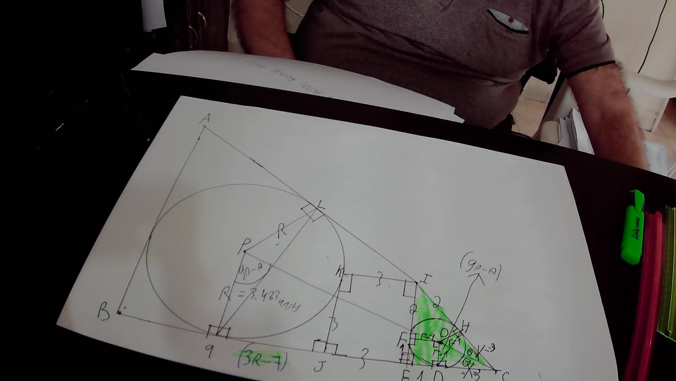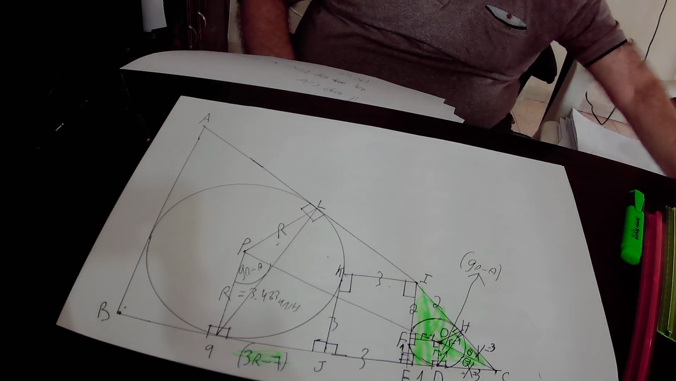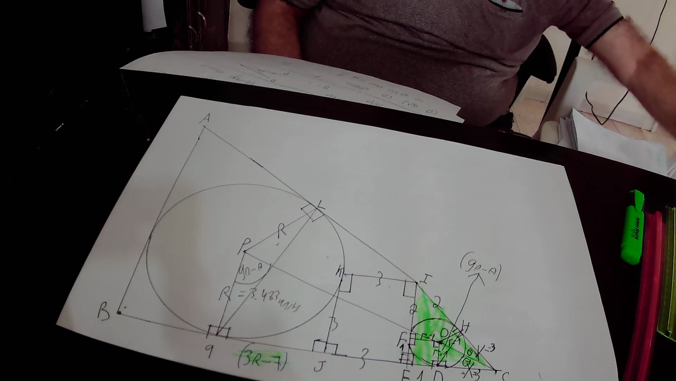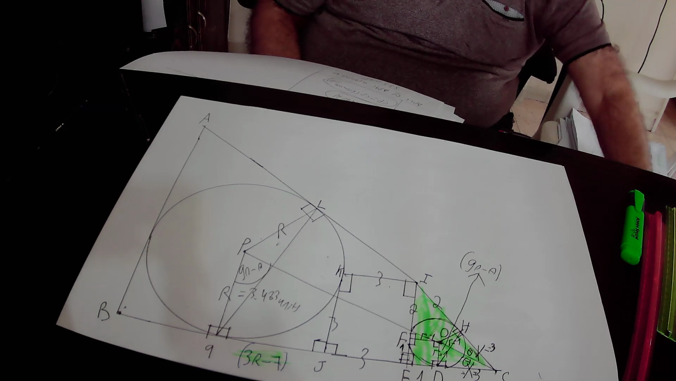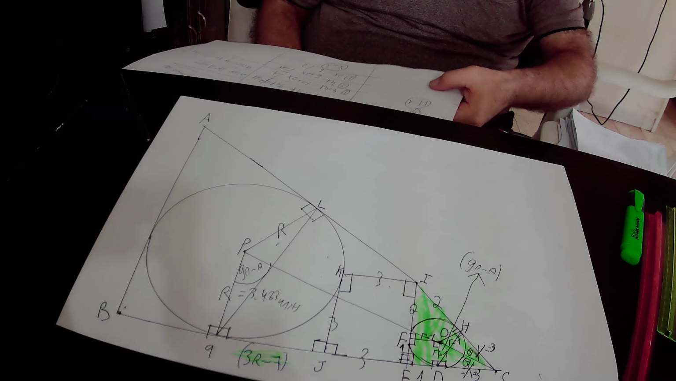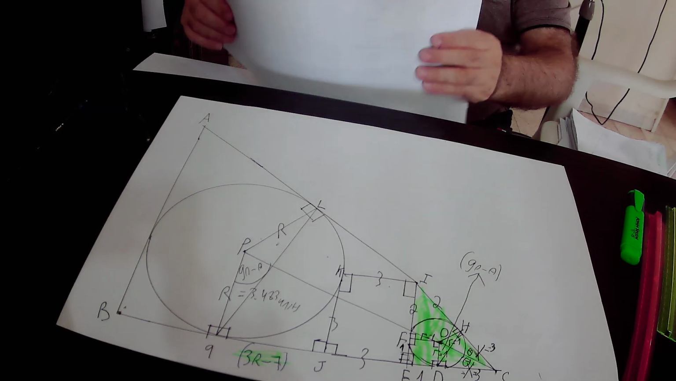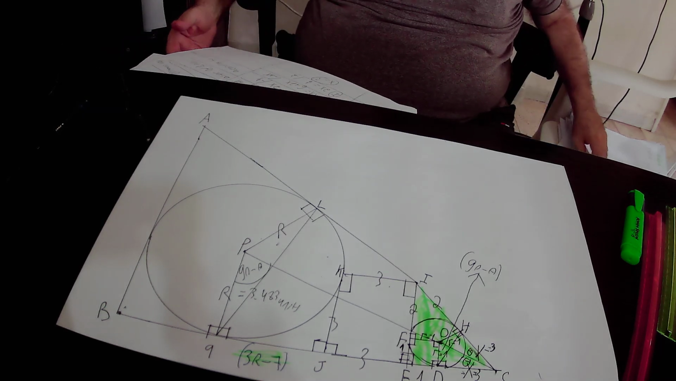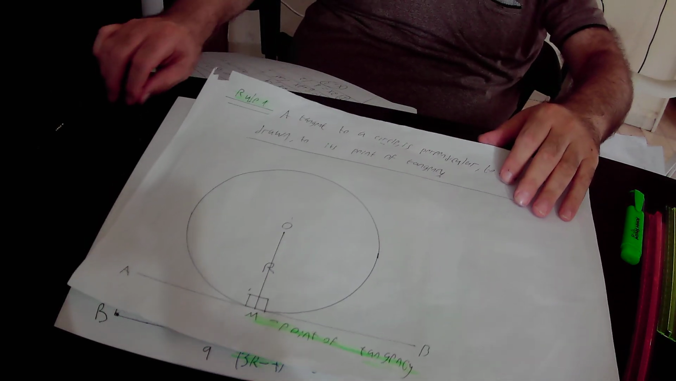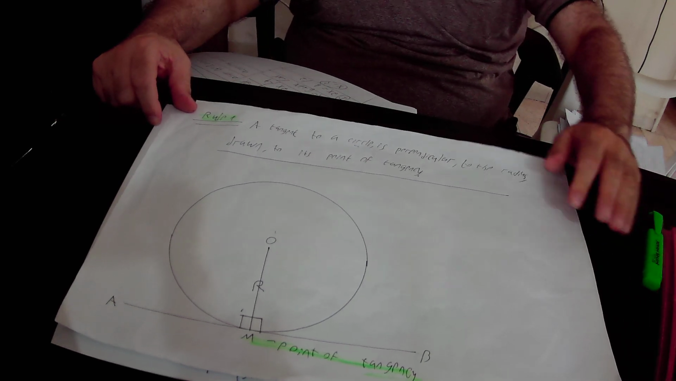In order to answer the question, I presented to you 3 rules, and we use the 3 rules during the proof and during the answer to the question. So, according to rule number 1, a tangent to a circle is perpendicular to the radius drawn to its point of tangency.